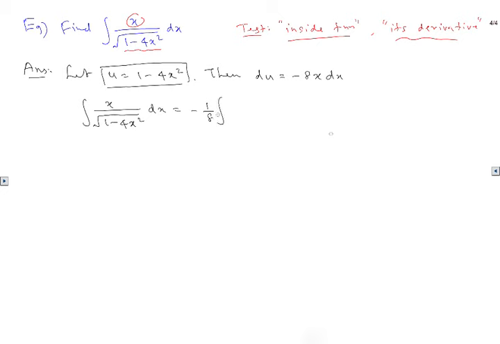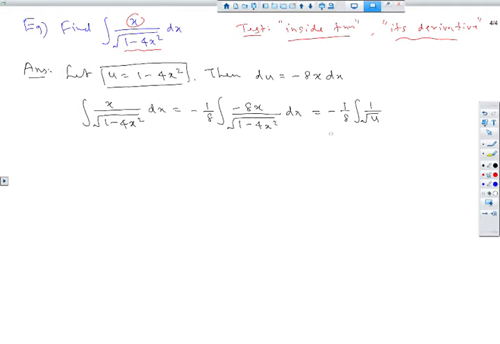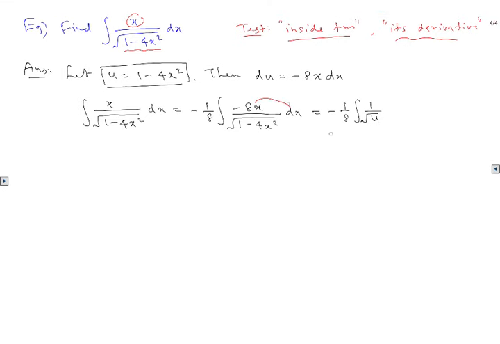And then we have negative 8x times the square root of 1 minus 4x squared dx. Now this is very easy, negative 1 over 8. 1 minus 4x squared is u, so this is the square root of u, and negative 8x dx, what is this whole thing? That is simply du.